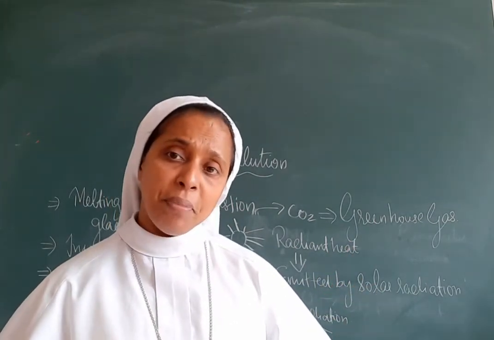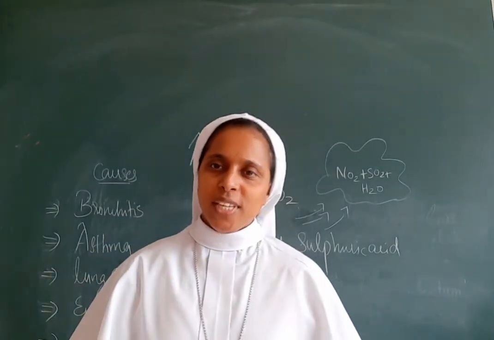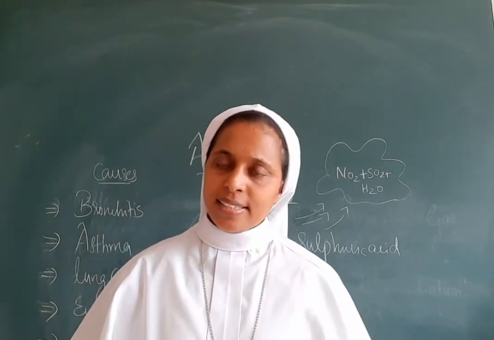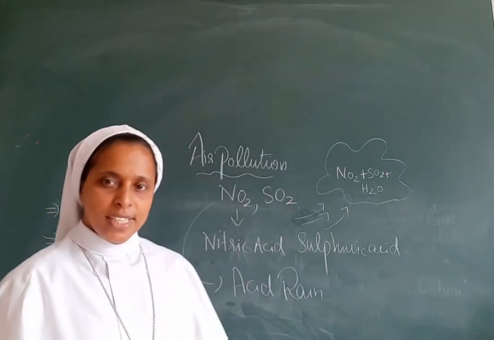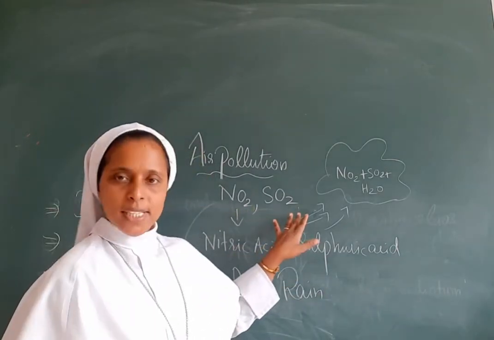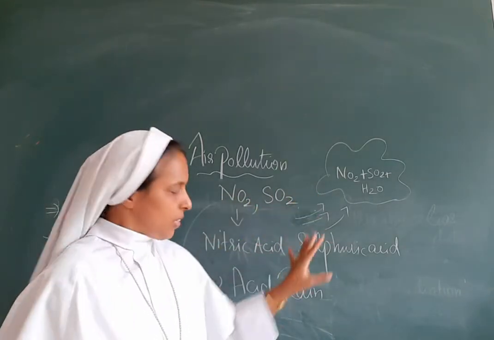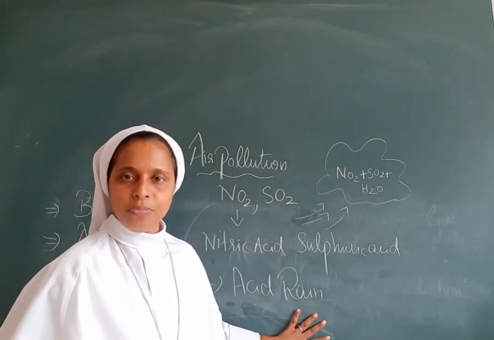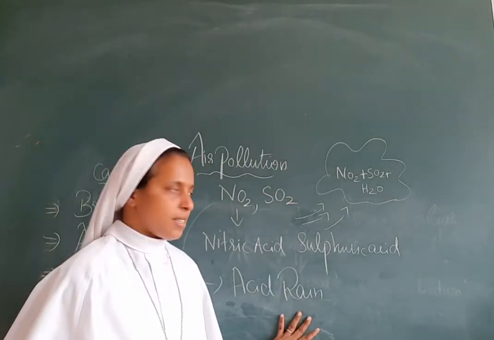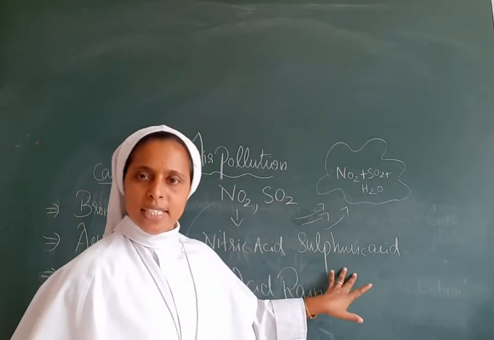Now how can we prevent this air pollution? Before moving to the prevention, let us discuss the other gases that are polluting the air. Nitrogen oxide and sulfur dioxide will cause acid rain. Nitrogen oxide releases nitric acid and sulfur dioxide releases sulfuric acid.